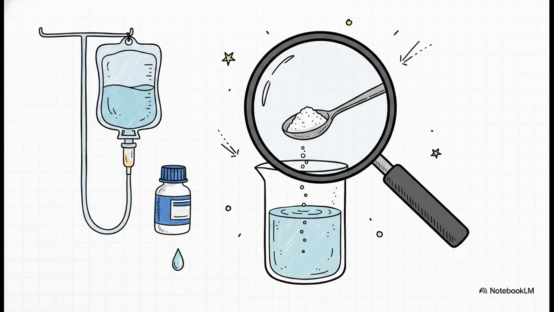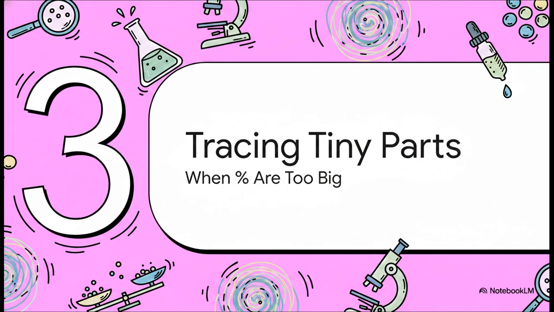Then we have the third type, mass by volume percentage, represented as W/V. This is simply the mass of a solid solute dissolved into 100 milliliters of a liquid solution. If you ever look at a medical saline drip or pharmaceutical drops, this is the standard language pharmacies speak to ensure patients get the exact right dosage.